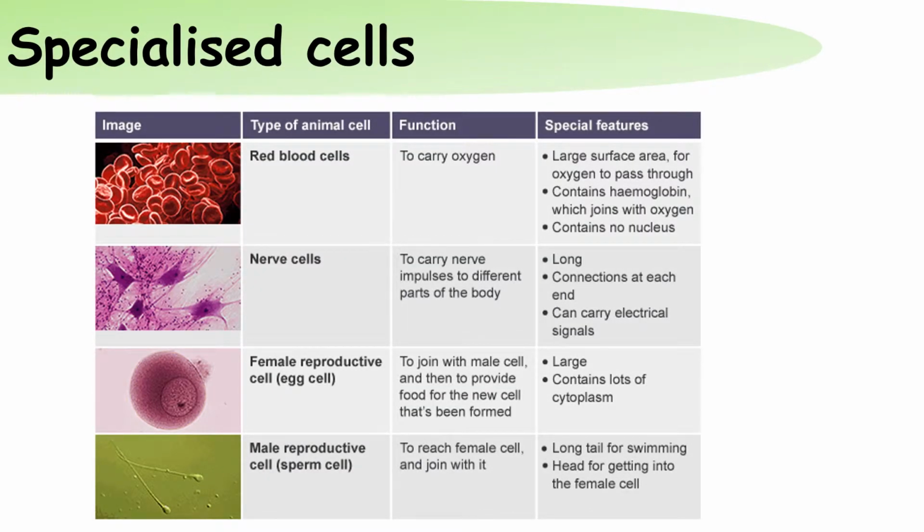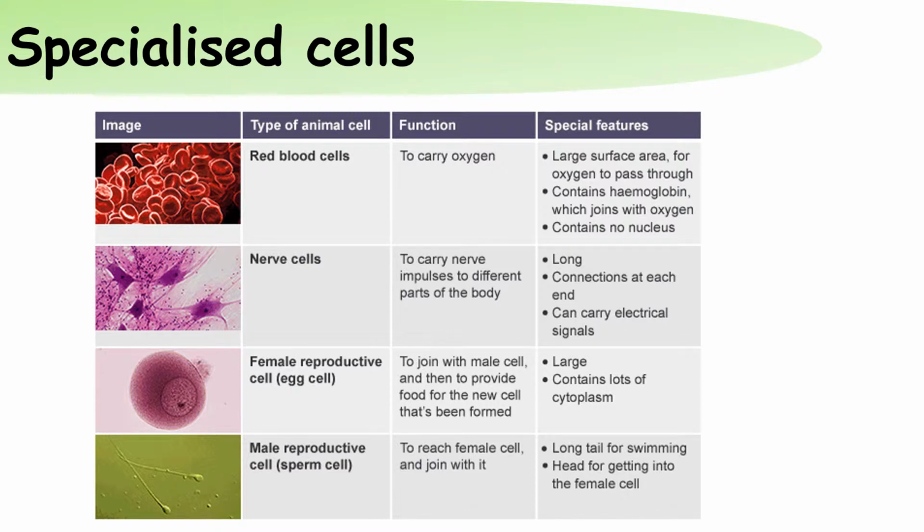Within your exam, you may be asked about specialised cells. A specialised cell is a cell which is adapted to carry out a specific job. There are a few main types that you might be asked about.